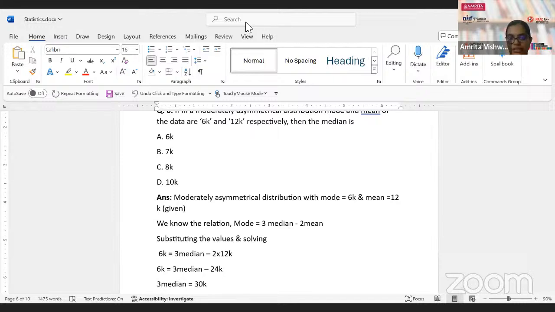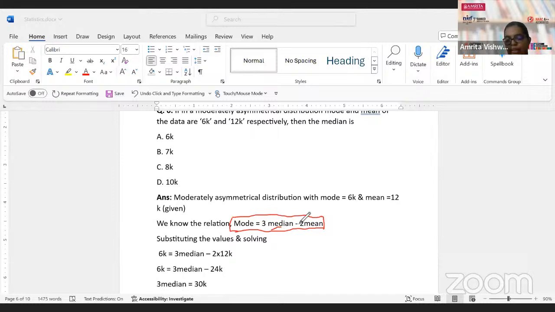So yes, the question is: mode is given as 6K and mean is given as 12K. This is the relation that I want all of you to understand. Mode is equal to 3 median minus 2 mean. This is the relation that I want all the children to understand. So here you can directly substitute. Mode is given as 6K, mean is given as 12K, and the question wants you to find out the median. You can just compare it and you'll get the answer.